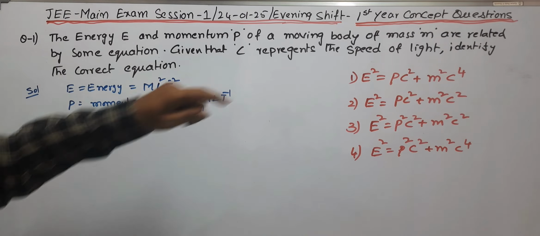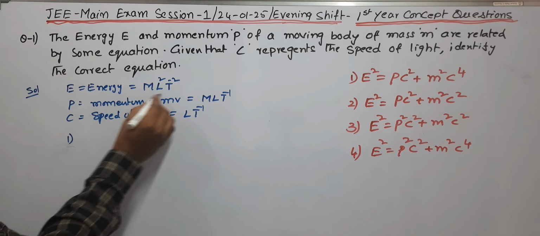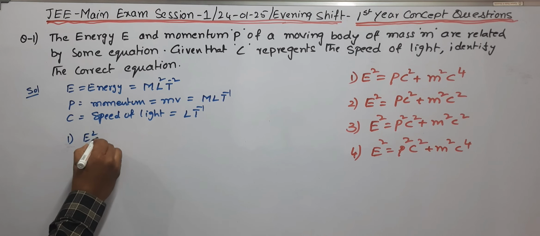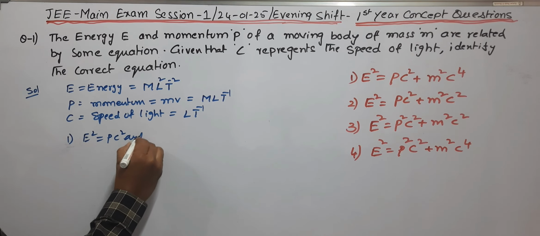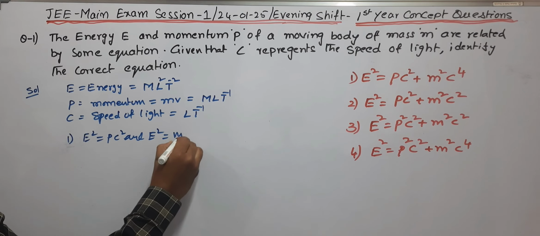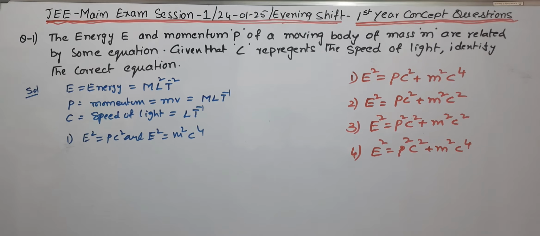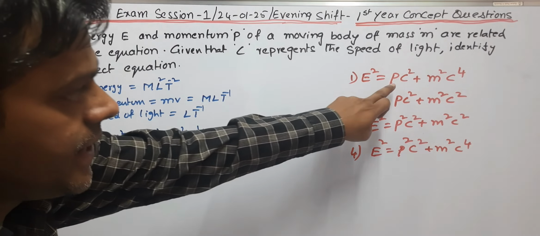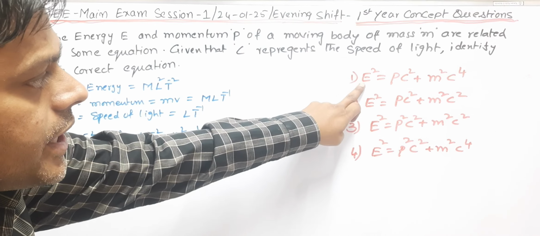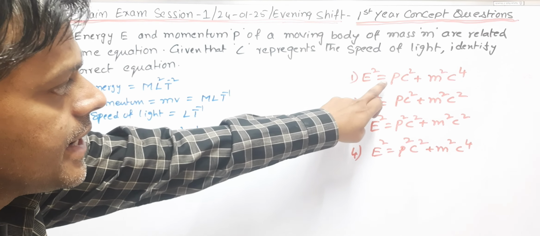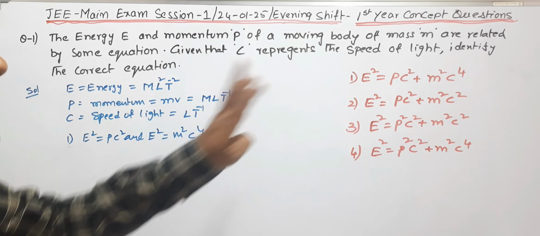Right. First we take the first option. What is the first option? E square is equal to p c square, and E square is equal to m square c power 4. Why? Because according to dimensional analysis, like quantities can be added as well as subtracted. That means whatever kind of physical quantity is on the LHS, the same kind must be on the right hand side, then only the equation is correct.